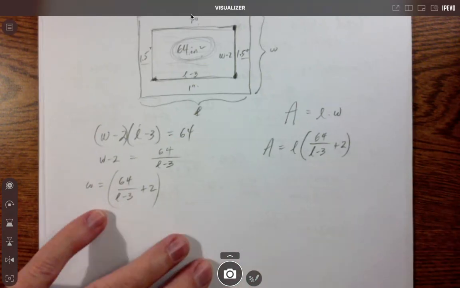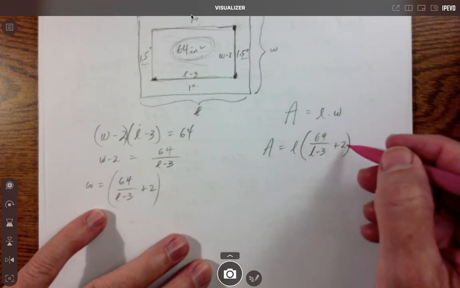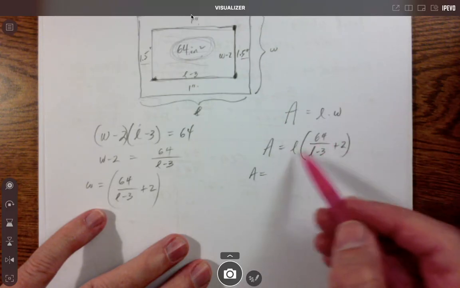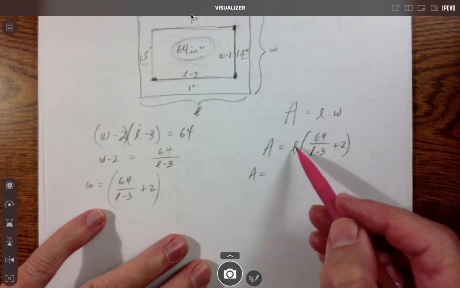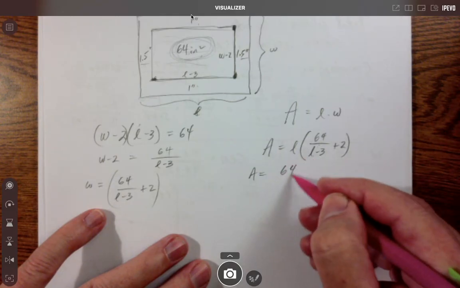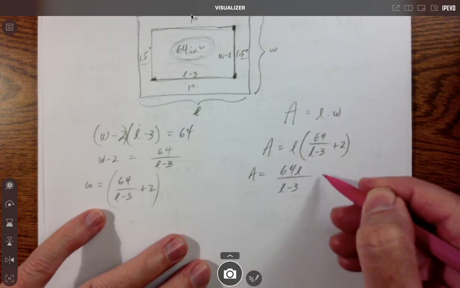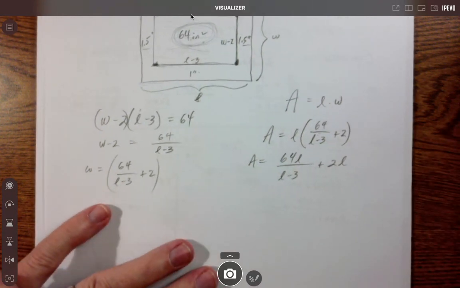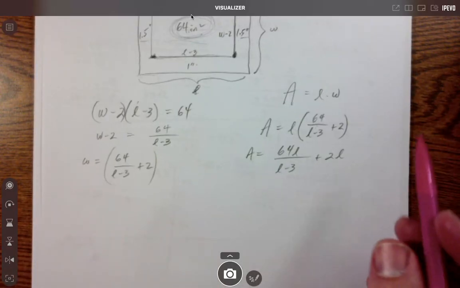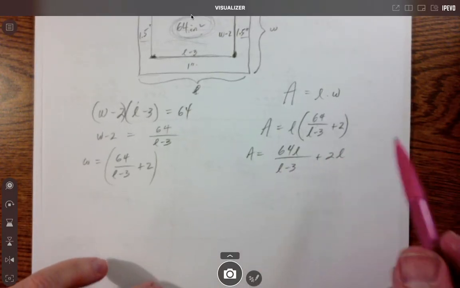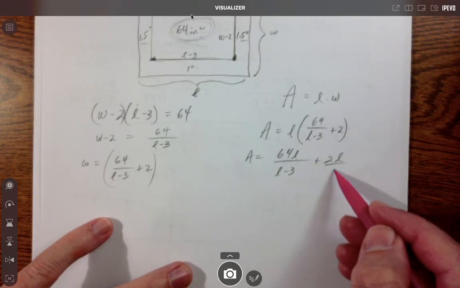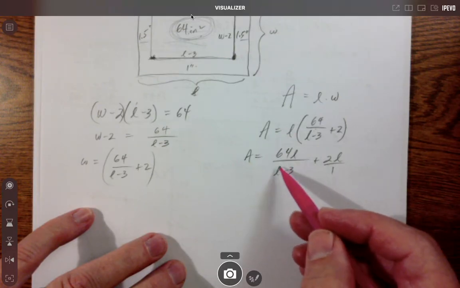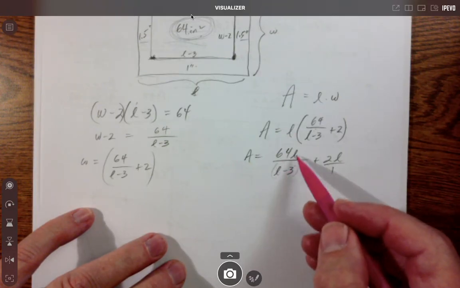All right. So I could multiply this out, or I could just graph it, right? So if we try to make this look more like what we're used to, I could just multiply. I would have to multiply L to both of these, wouldn't I? So I'd have to have 64L over L minus 3 plus 2L. And that's still not one rational fraction, is it? I can put that over 1. And I can't cancel these L's, by the way, because this is L minus 3, and that's just an L. So you cannot cancel these.